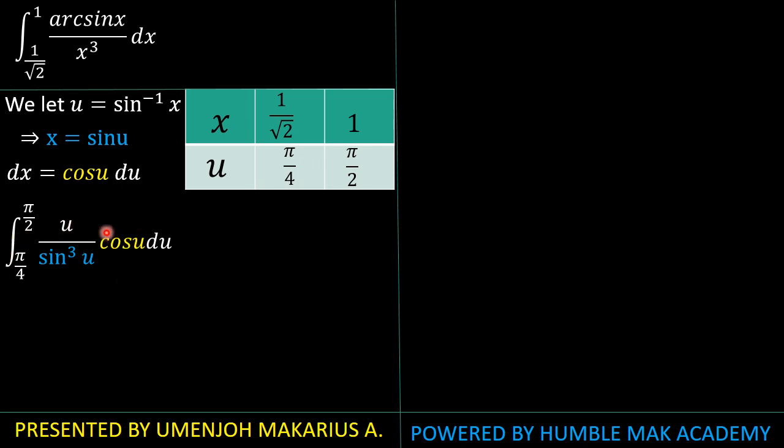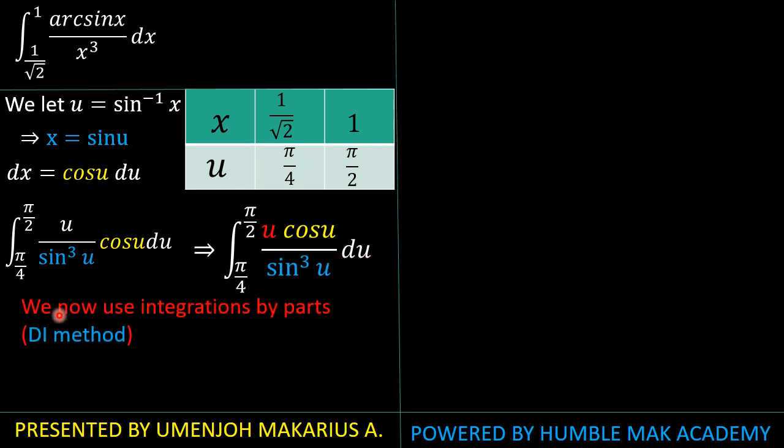We want to isolate the x and have everything in terms of u, because x is not invited in the u world. Great. So friend, then our dx was what? Cos u du. Great. So if we clean things up now, we are going to have the integral going from pi over 4 to pi over 2 of u cos u all over sine cube u du.